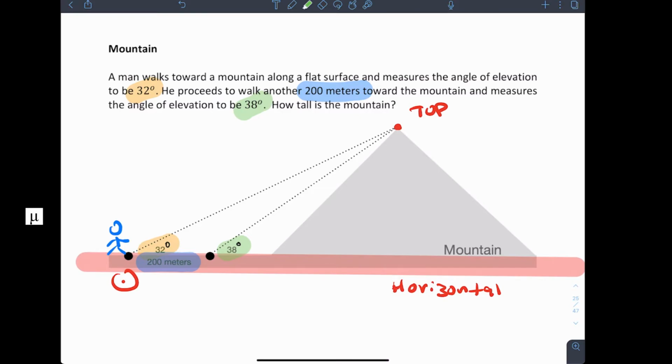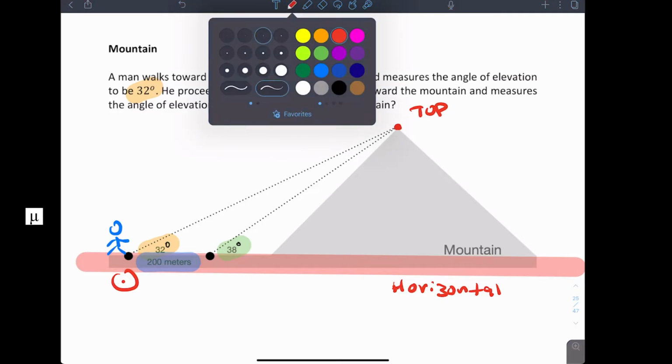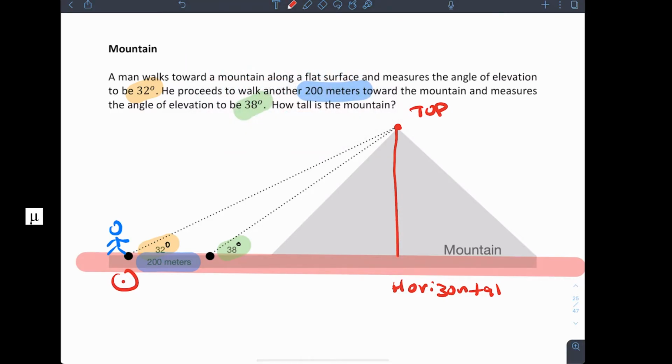And then you say, well, what's going on here? What do they want to know? How tall is that mountain? What's the height?